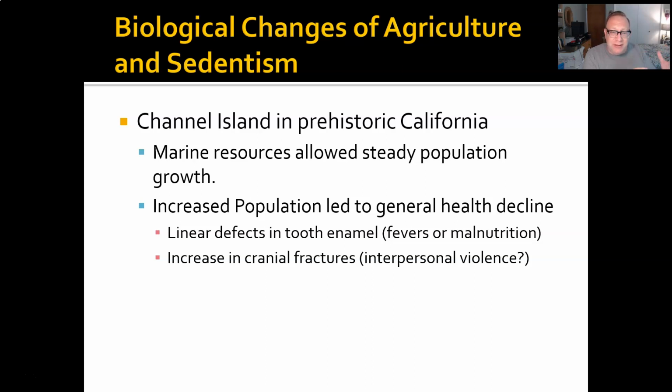Increased population then led to general health decline, especially the evidence of linear defects in tooth enamel, so like horizontal ripples on the surface of the teeth. That's the result of either fevers or malnutrition. Fevers would be because larger populations tend to spread disease more quickly, as we have been in a big experiment finding out this past year. Increase in cranial fractures as well, possibly as a result of intrapersonal violence, so intra-group aggression, basically. So it could be that the larger population size led to more violence, which led to these injuries.